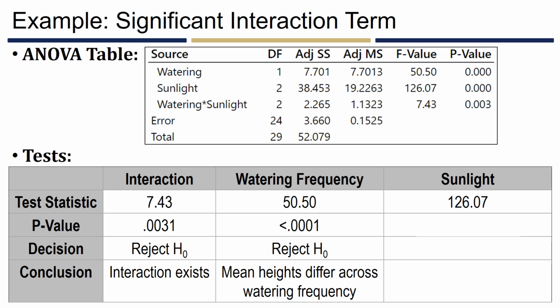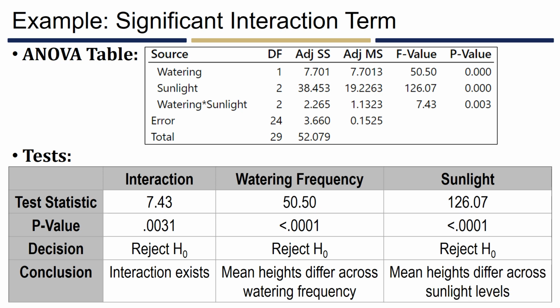And finally, for amount of sunlight, our test statistic is 126.07, giving us a p-value less than 0.0001. We'll again reject the null hypothesis and conclude that the mean heights of these plants differ across different sunlight levels.